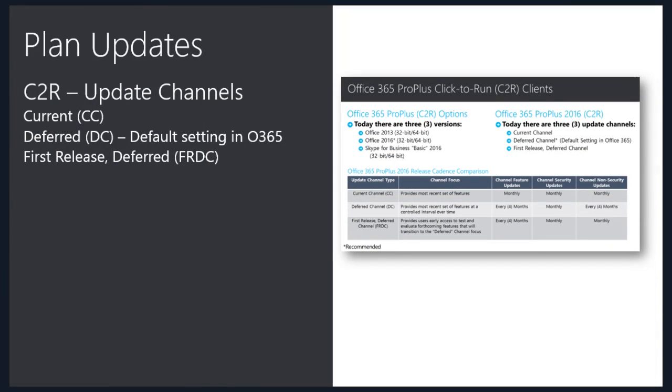Click-to-run provides some channel mechanism for the update distribution and management. It provides us 3 different channels. The first one is the current channel. The clients that are configured with the current channel get all the updates every month. The second channel is the deferred channel. By the way, this is the default setting in Office 365. The clients that are configured with the deferred channel download and apply updates every 4 months. However, all the security updates are applied monthly.